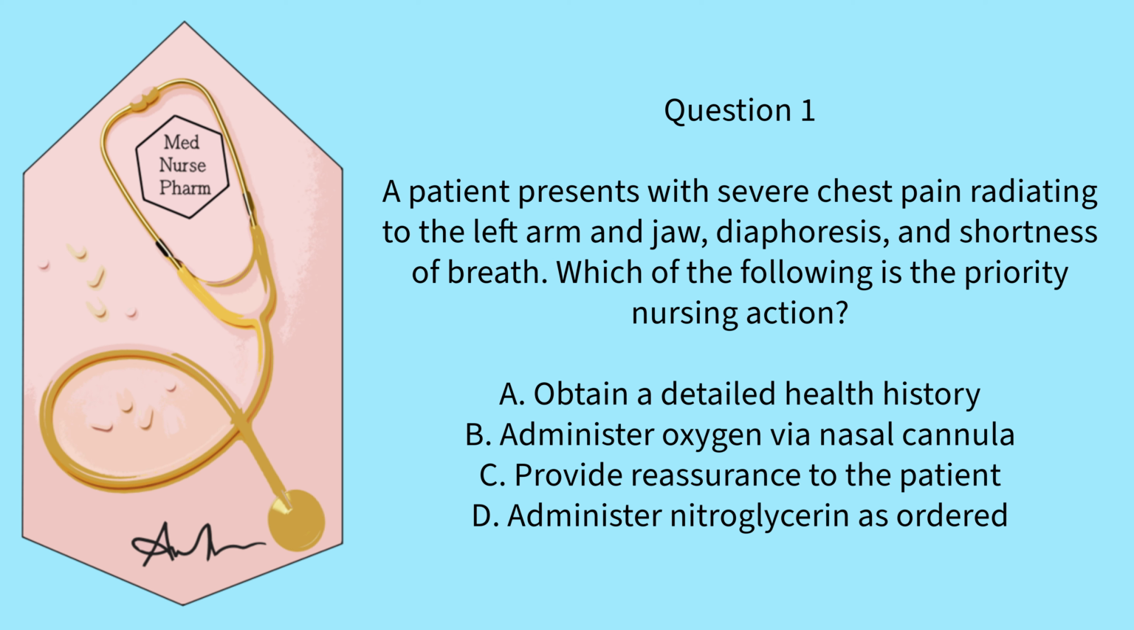Question 1. A patient presents with severe chest pain radiating to the left arm and jaw, diaphoresis, and shortness of breath. Which of the following is the priority nursing action? Obtain a detailed health history, administer oxygen via nasal cannula, provide reassurance to the patient, administer nitroglycerin as ordered. Pause the video and select your answer.